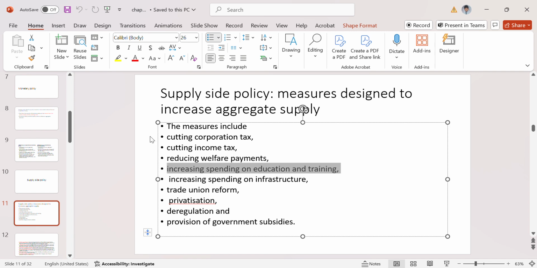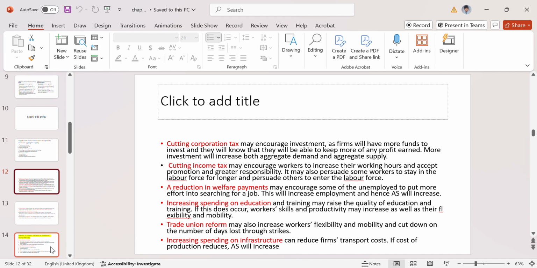Apart from this, the government may adopt measures like cutting the corporation tax, cutting income tax, reducing welfare payments, spending on infrastructure, trade union reforms, privatization. Privatization means selling the loss-making government firms to the private sector so that it becomes much more efficient and aggregate supply increases. Deregulation means removing rules and regulations which were imposed by the government, which will encourage producers to increase the aggregate supply, and providing subsidies to the firms, which will reduce the cost of production and increase the supply. So let's study each of them in detail.